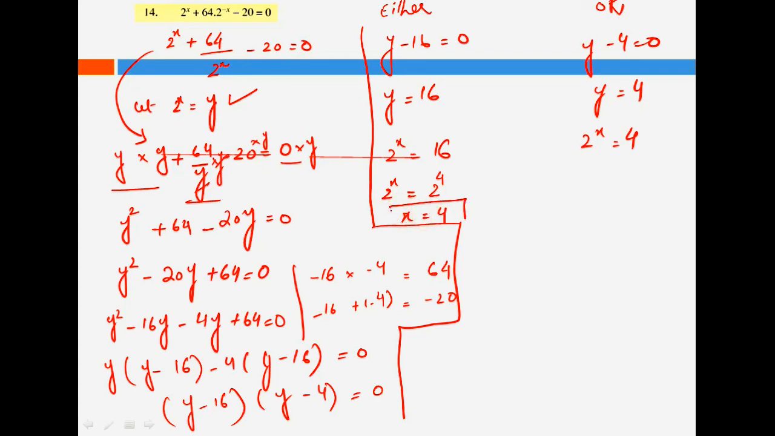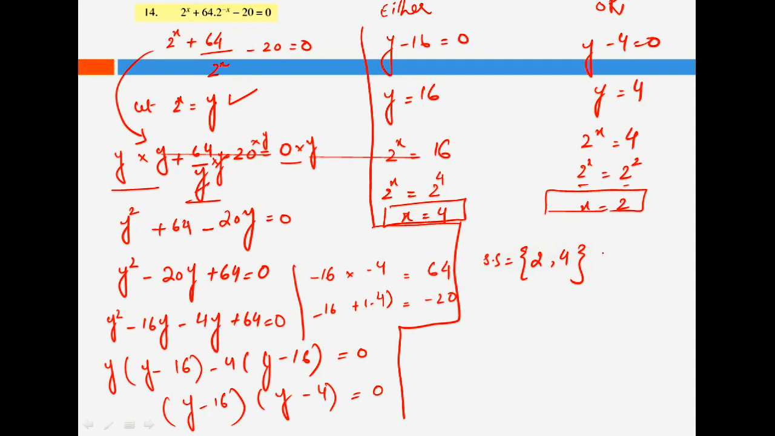First value of x is equal to 4, and this one, 4, we can write as 2 square. 2 square will be 4. So bases are same, then the powers will be equal. The second value of x we have got is 2. So the solution set will be 2 and 4.